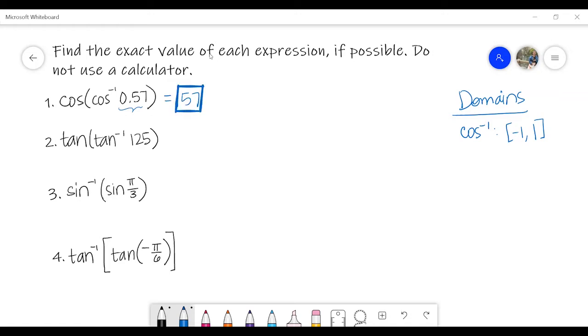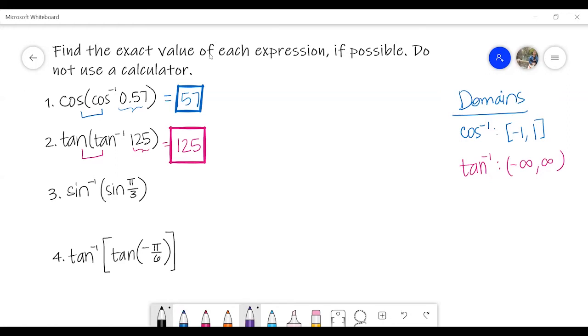The domain of our next one with tangent, if you remember, tangent's domain is all real numbers. So we can essentially plug in whatever we want, and that includes 125. So again, you just get 125. And on both of these examples, we're allowed to do that because these two functions are inverses of each other. So this is inverse function composition.